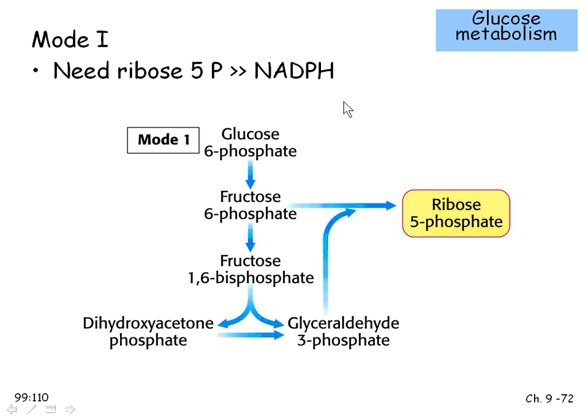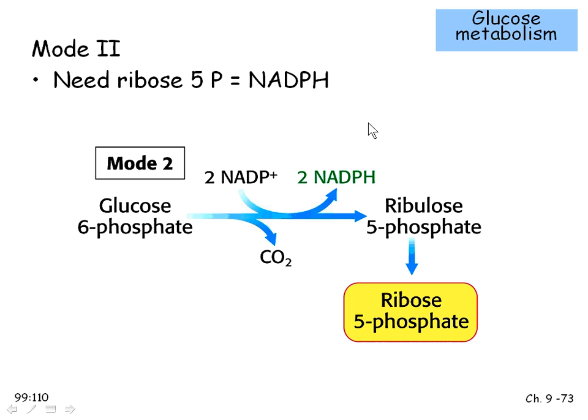So mode 1 is one where you do it when you need a lot more ribose than you do NADPH. And this is giving you a sort of a sketch of how that would go. You have to get down to the 3-carbon sugars, and then you can go back up to the 5-carbon. In mode 2, you need about the same amount of both of them. In that case, you can start from glucose 6-phosphate and have a fairly direct route to the ribose. And using it in that way, you're going to get 2 NADPH for every ribose that you make from a glucose.